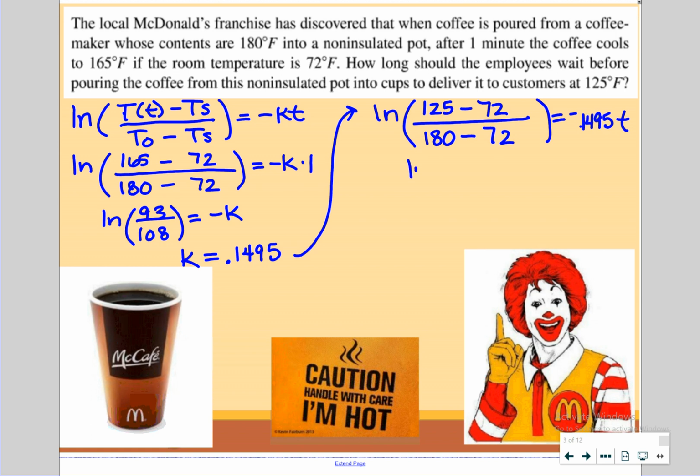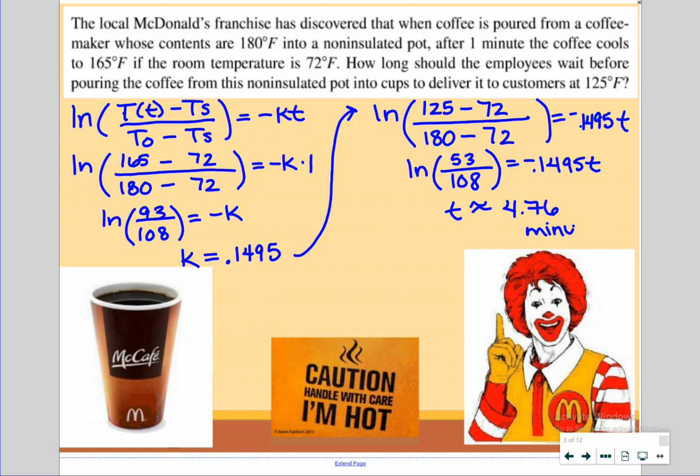So again, everything on the left is just something you're going to plug in your calculator. 53 equals negative 0.1495t. Don't forget the negative. It's part of the formula. It always goes in front of that K. And then how do I solve for t? Yep, divide by negative 0.1495 on each side. So natural log of 53 over 108 divided by negative 0.1495. And I get about 4.76, and time here was measured in what? What would I label it?